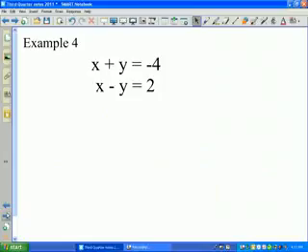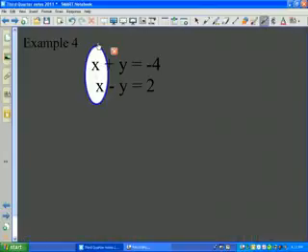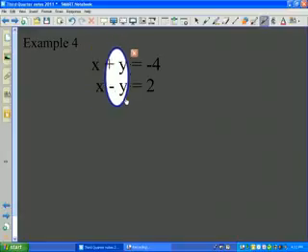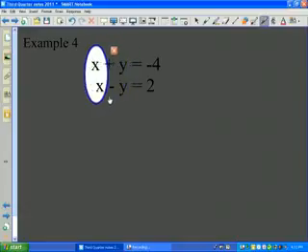Example 4, I took a moment and just had the students try to work out their plan. So I was just curious to see how they were going to approach this. As you can tell, if I look at my x's and I look at my y's, they are completely lined up. But what do you notice about the x's and y's? Hopefully, you notice that with the x's, they do have the same number, and they have the same sign. So since I have same number, same sign, I should subtract.